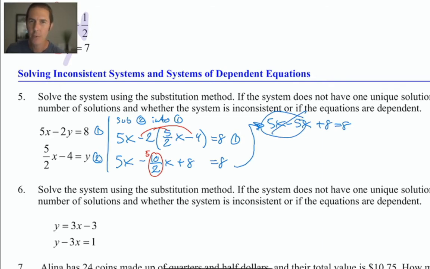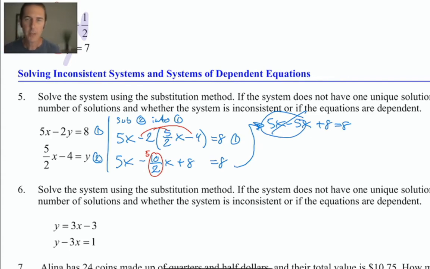How often is that true? Give me an x value. How about -2? Does 8 still equal 8? It sure does. What about an x value of 4? Does 8 still equal 8? Sure does. How about an x value of -1,000,000? 8 still equals 8. It's looking to me like we're going to have infinitely many solutions.